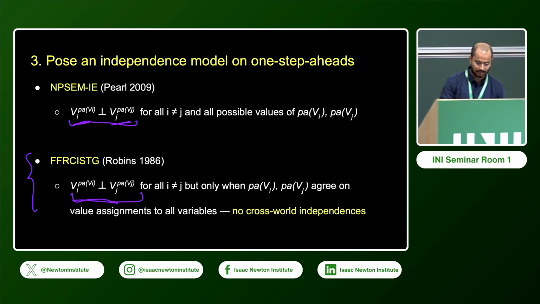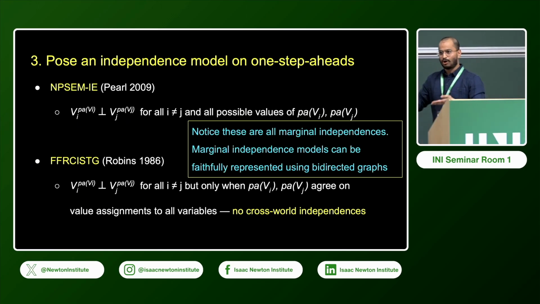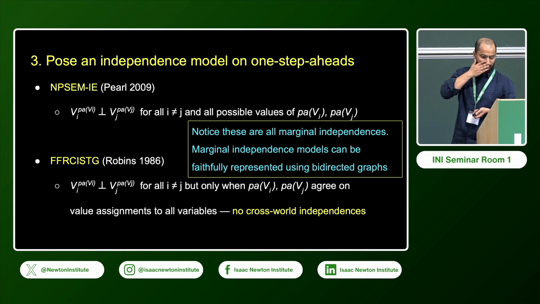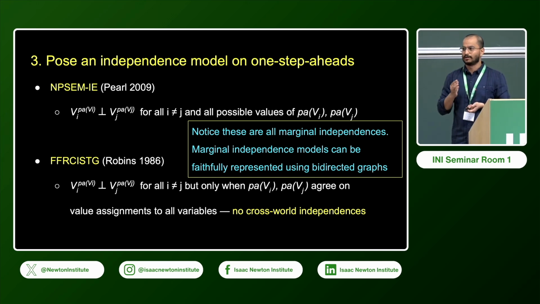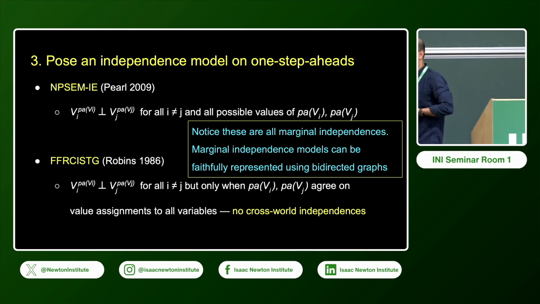And so the nice thing about that is that since they're all marginal independencies, a marginal independence model can be faithfully represented using bidirected graphs. This is actually a big impetus in Shpitser's latest paper.